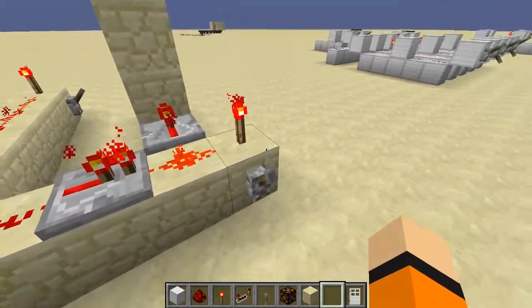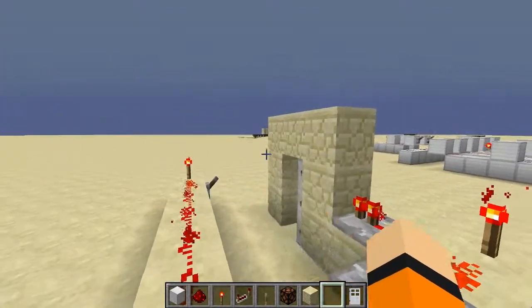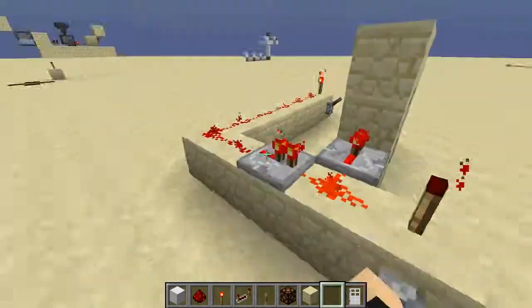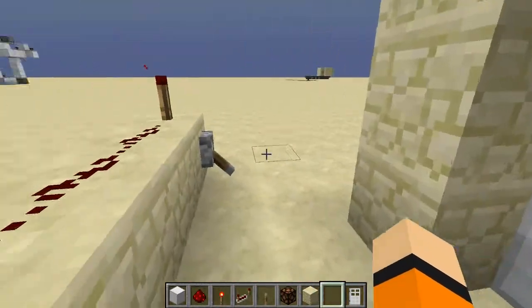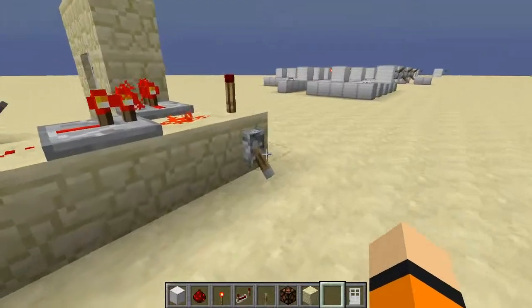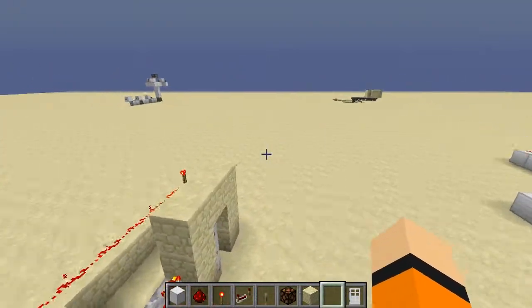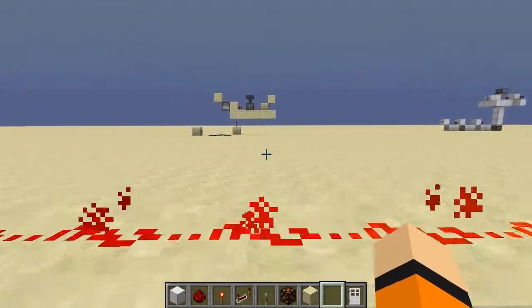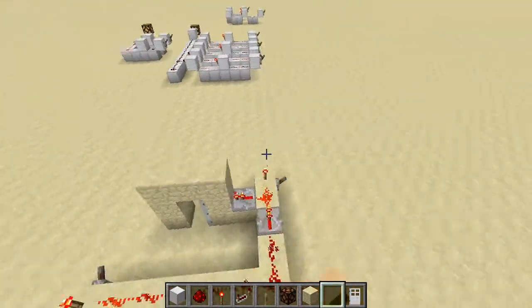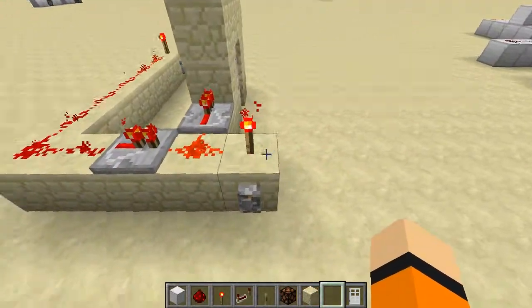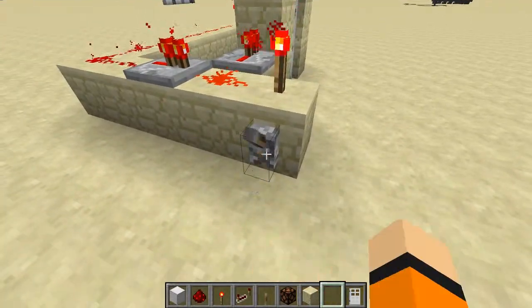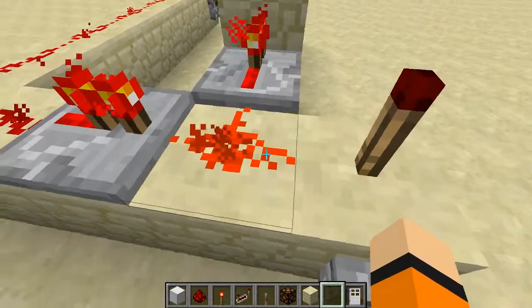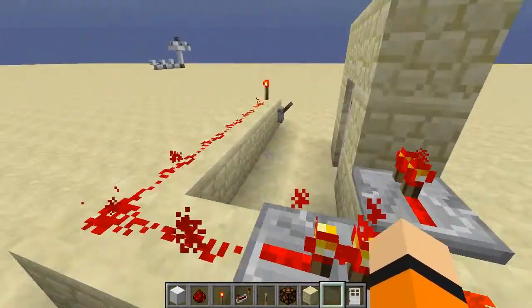When both inputs are off, the output will be on. Sorry, when both inputs are on, the output will be off, and when both inputs are off, the output will be on. This is complicated, hard to explain stuff, but basically the other lever is now powering this block, which turns off the torch, which should turn off this redstone dust, but because it's being powered by this repeater, it can't.